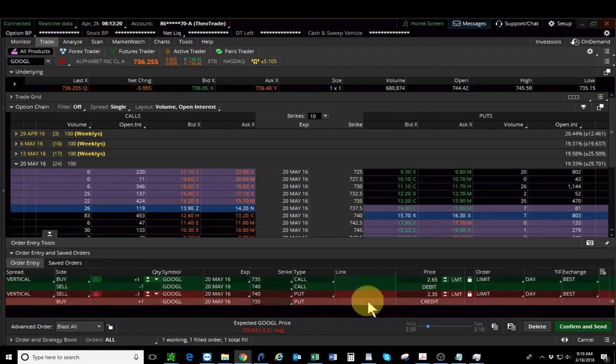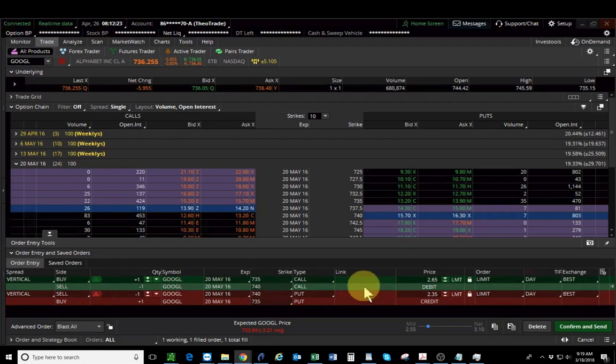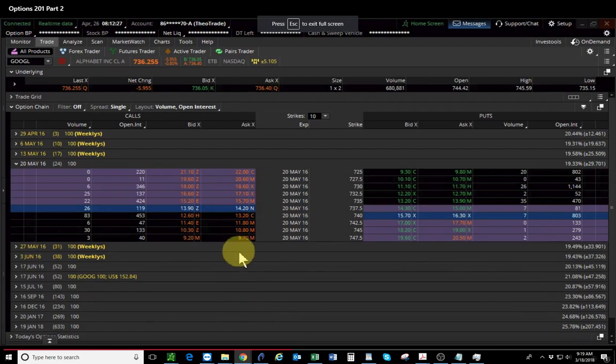Now, this begins what they call the box spread. What a box spread basically is, is pricing two trades against one another.